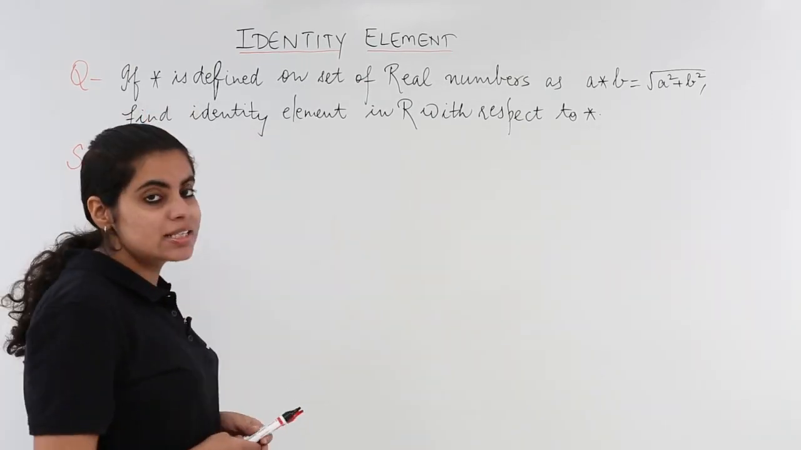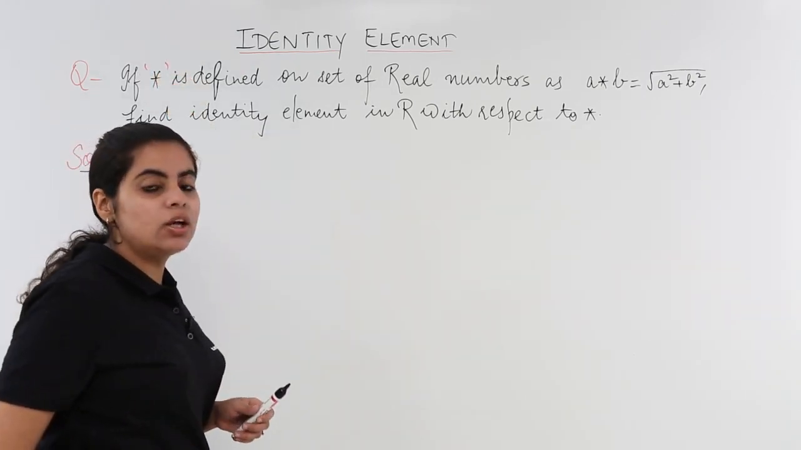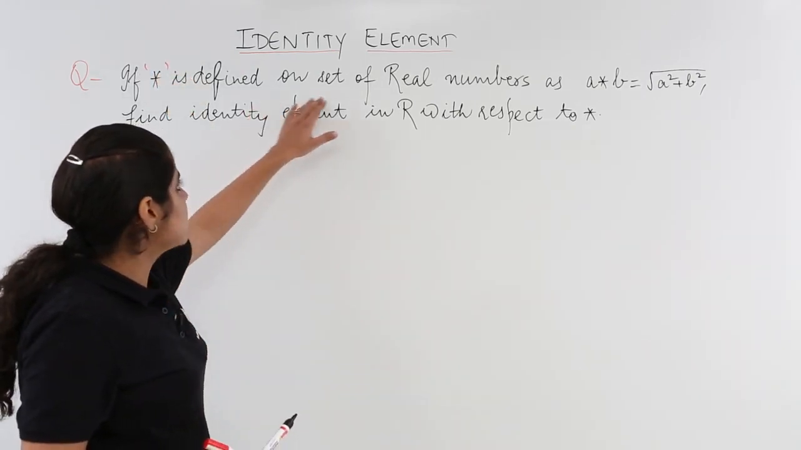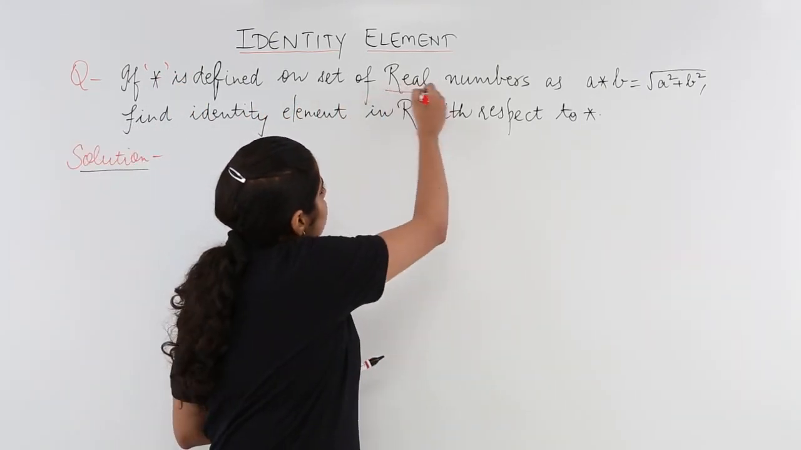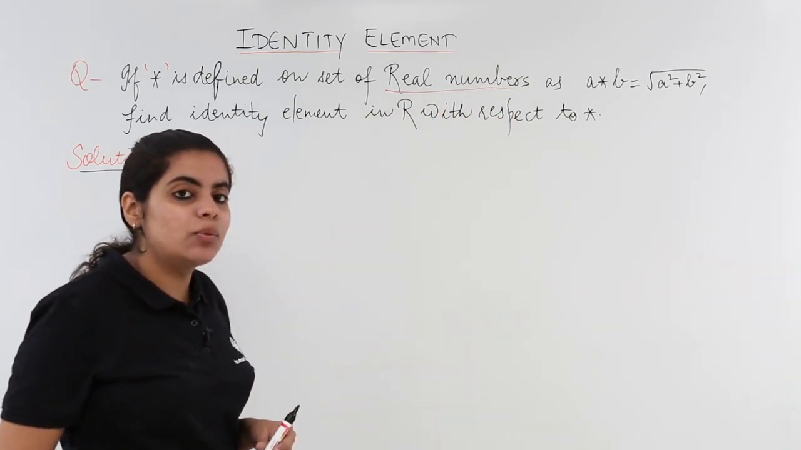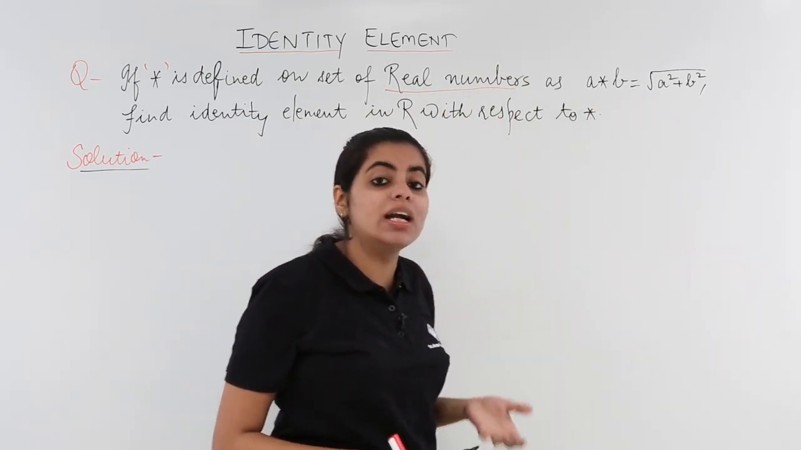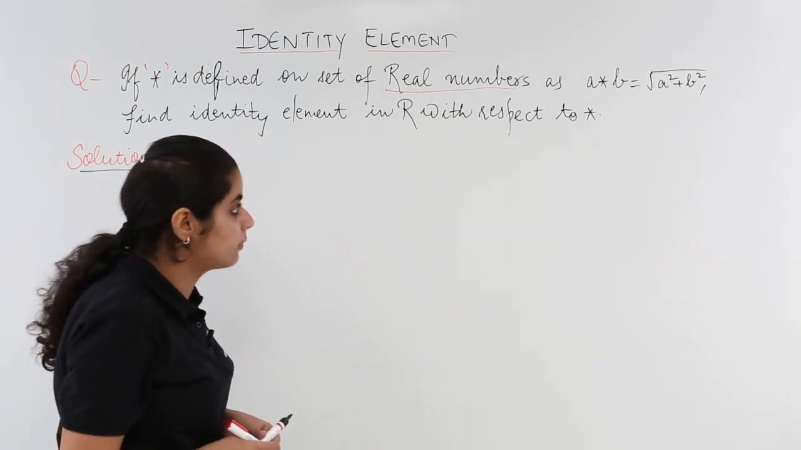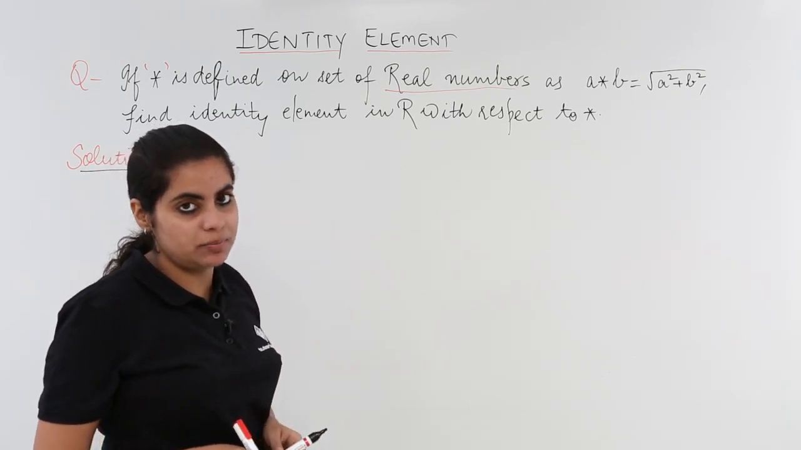If star is defined, that means star is my binary operation, and the set of real numbers is given to me, so I don't have to overthink, it is just simply real numbers. And what is the operation given to me? It is given to me as a star b is equal to under root a square plus b square. Find the identity element in R with respect to star.